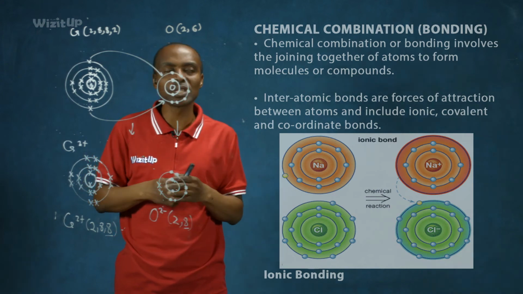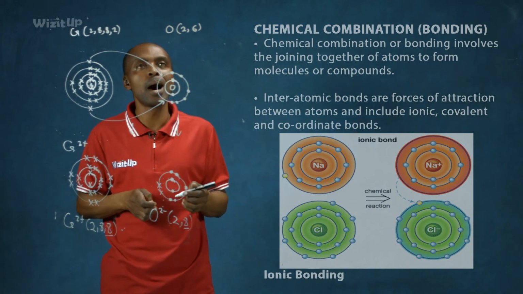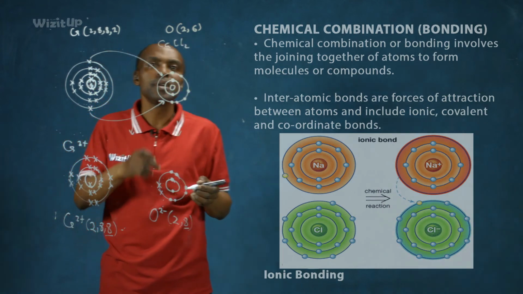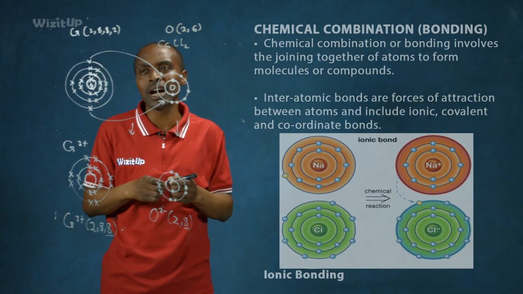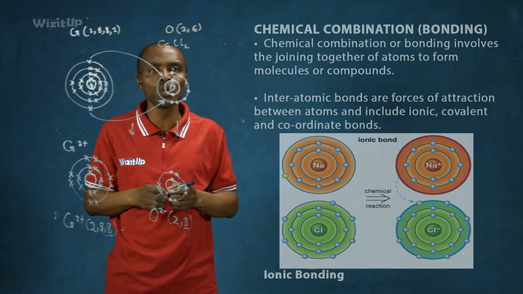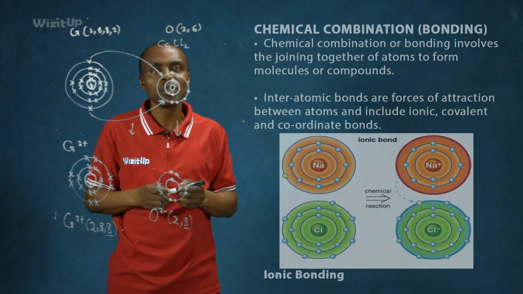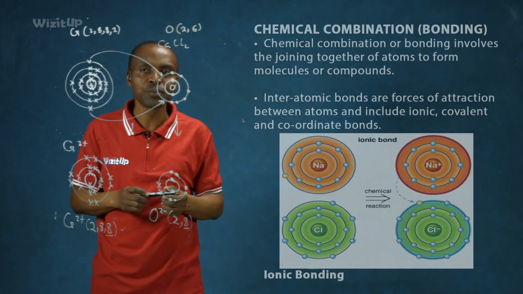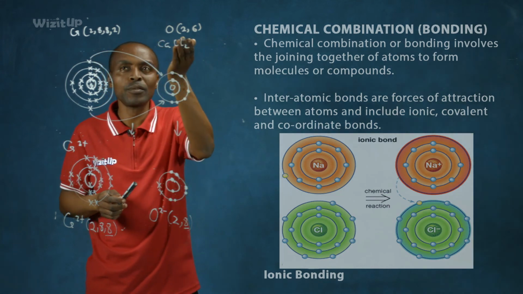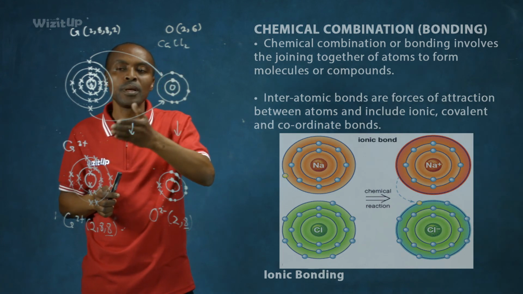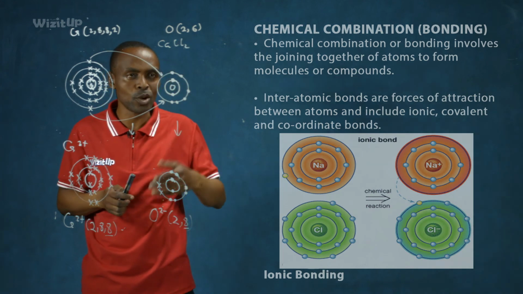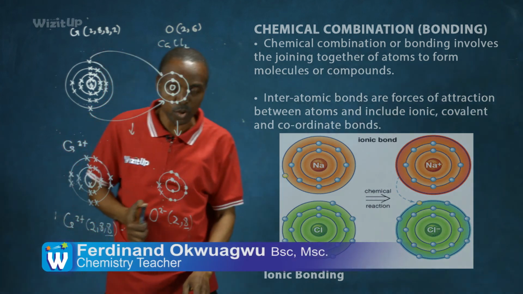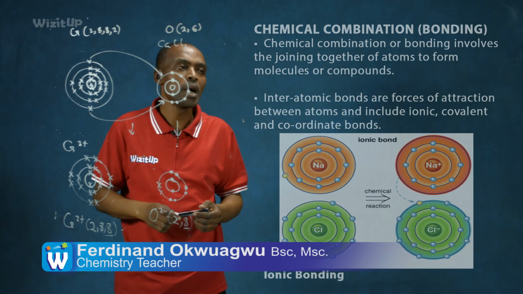Many other examples abound. For example, calcium chloride is formed. In this case, 1 atom of calcium will require 2 chlorine atoms, so that each of the chlorine atoms will accept a single electron: 1 electron from the calcium atom and the other electron from the same calcium atom, completing the 2 chlorine atoms. So this is what we refer to as ionic bonding.